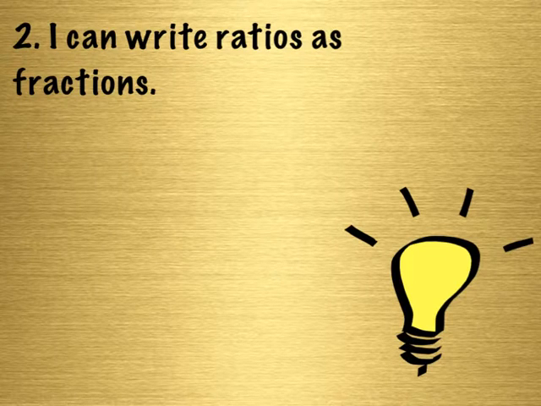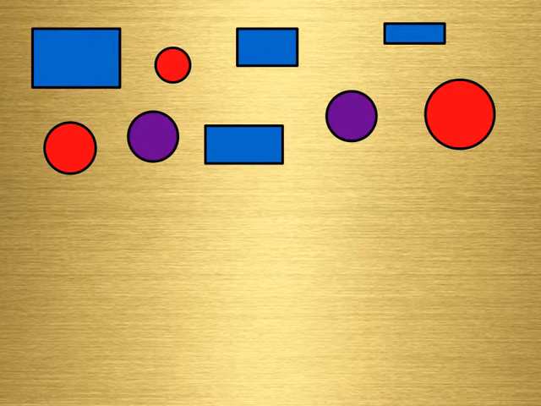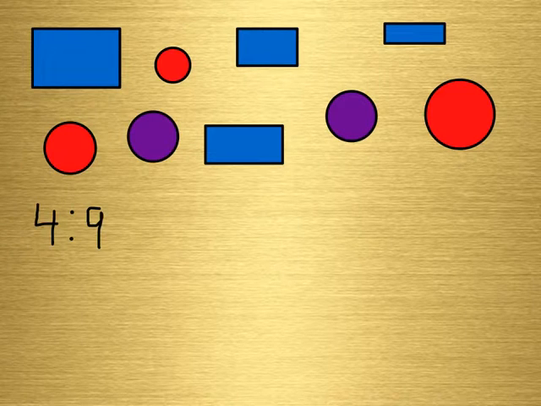We'll move on to another review of writing ratios as fractions. So here I have some shapes, and I can get some different ratios out of this depending what I want to know. So let's say that I want to know the ratio of rectangles to shapes. I'm going to count up my rectangles, 1, 2, 3, 4, and then my shapes, 1, 2, 3, 4, 5, 6, 7, 8, 9. My ratio of rectangles to shapes is 4 to 9. And of course I can also write that as a fraction.